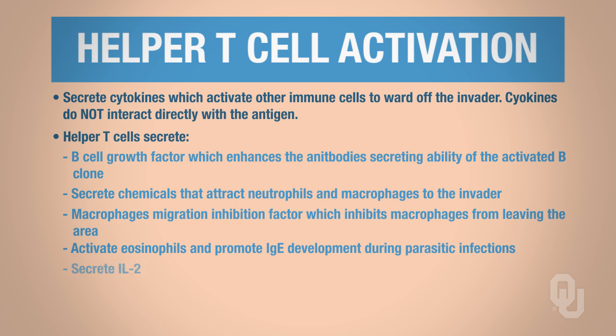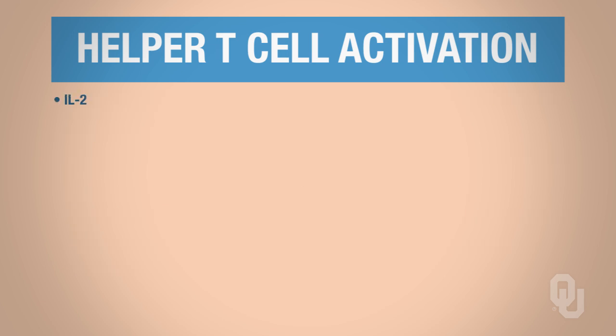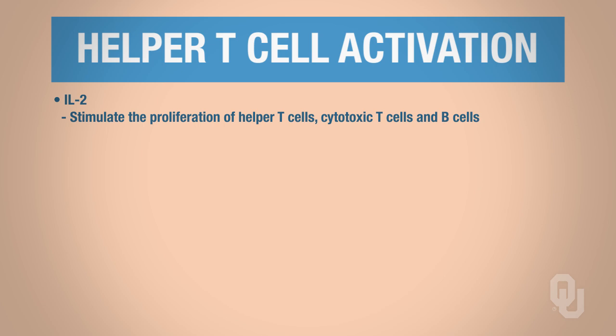And helper T cells secrete IL-2. IL-2 does a number of things. It will stimulate the proliferation of helper T cells. If you make more helper T cells, you can induce more of an immune response. It also helps the proliferation of cytotoxic T cells. The more cytotoxic T cells you have, the more you can kill. And then the proliferation of B cells, because the more B cells you have, the more plasma cells you can have, which means the more antibodies and memory cells you will have.